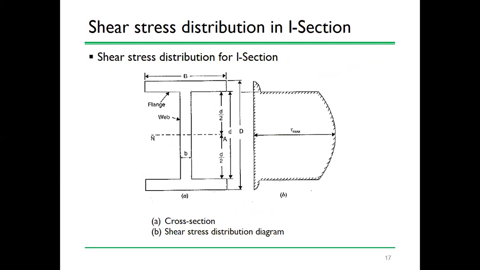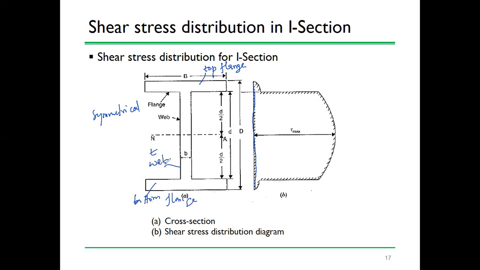Let's look at another interesting section, an I section. So for a typical I section, in fact, this is symmetrical. This is how the shear diagram looks like. This represents the depth. So here we call this the top flange. I'm giving you the label of an I section. This is the bottom flange. And this one, we call it web.